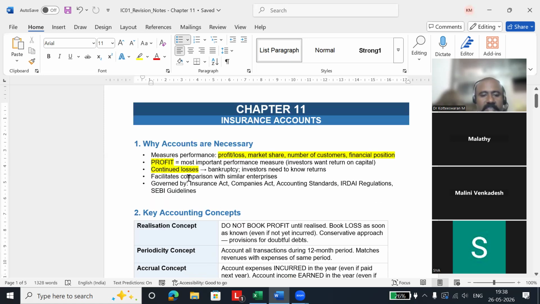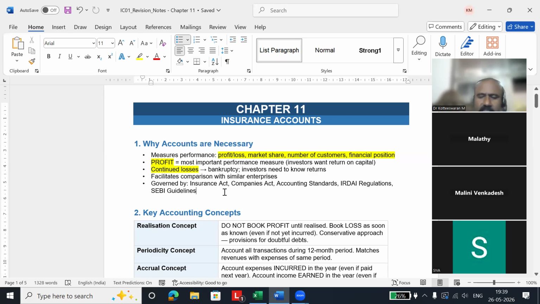This also facilitates comparison with similar enterprises. For example, insurance company A versus insurance company B. Two insurance companies are there, so it will give a comparison of which insurance company is doing better, which is giving more profitability, which is going for more losses, like that. Basically it is governed by the Insurance Act, Companies Act, accounting standards, IRDA regulations, and SEBI guidelines.